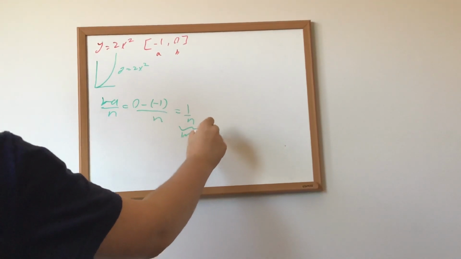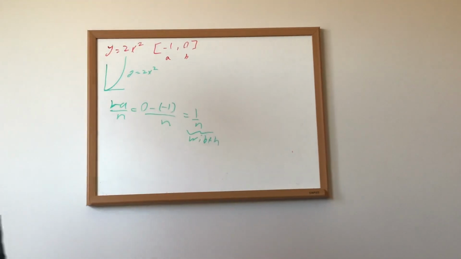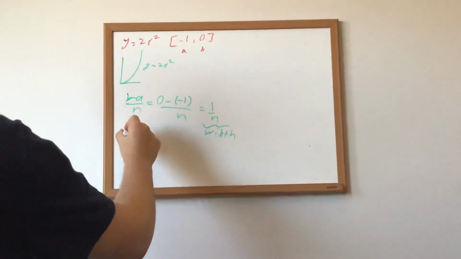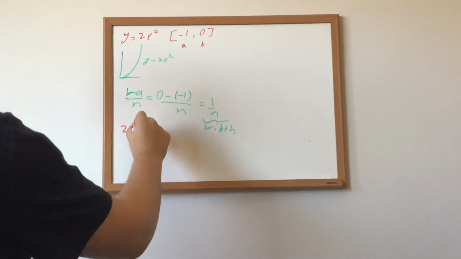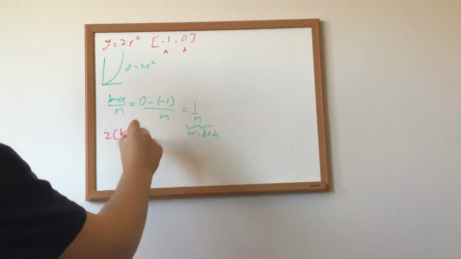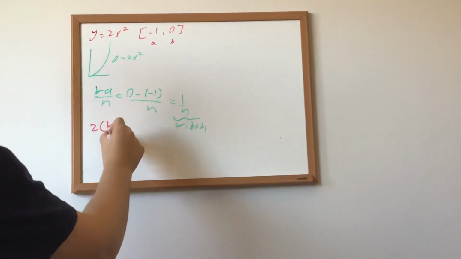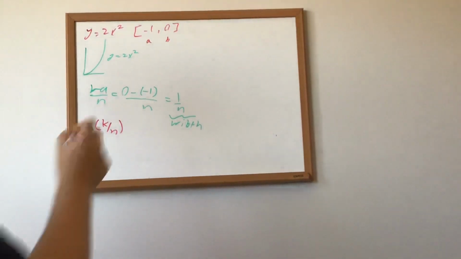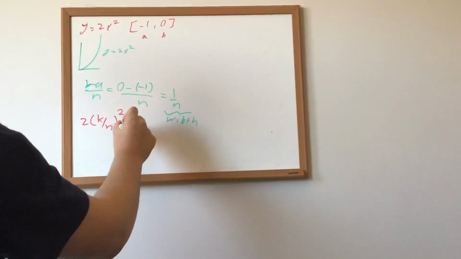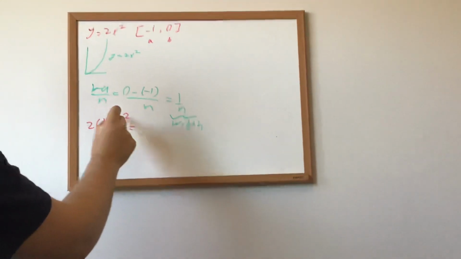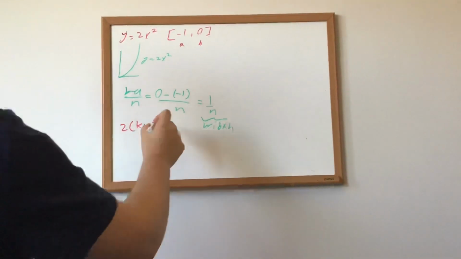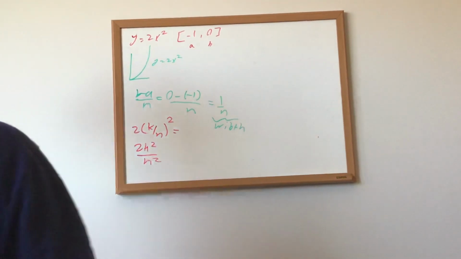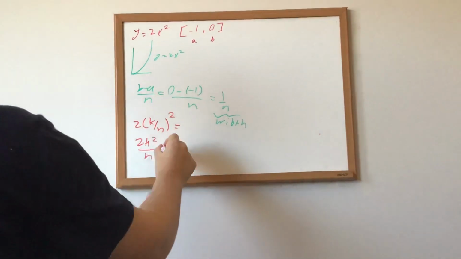Now for finding the height, because the coefficient of the function is 2, this is 2 times k times the width, which is 1 over n. And because the highest degree is 2, we should raise this expression to the second power. If we do that, this is k squared over n squared, and multiplied by 2 is 2k squared over n squared. And this is the height.